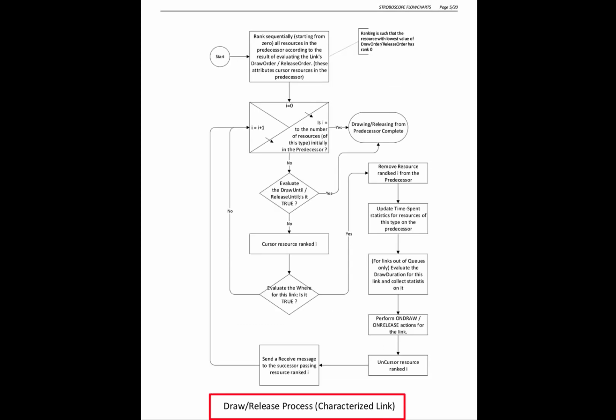This flowchart describes how Stroboscope performs the draw or the release process through a characterized link. Notice that the process is the same for drawing links as well as for releasing links. It is important to appreciate that this process describes the drawing or the releasing through a particular characterized link.